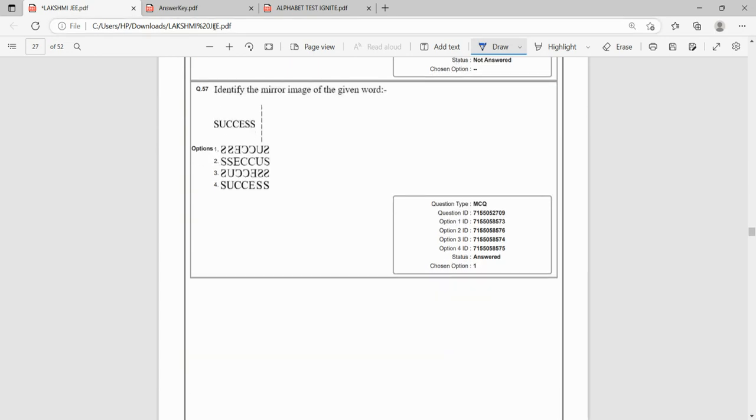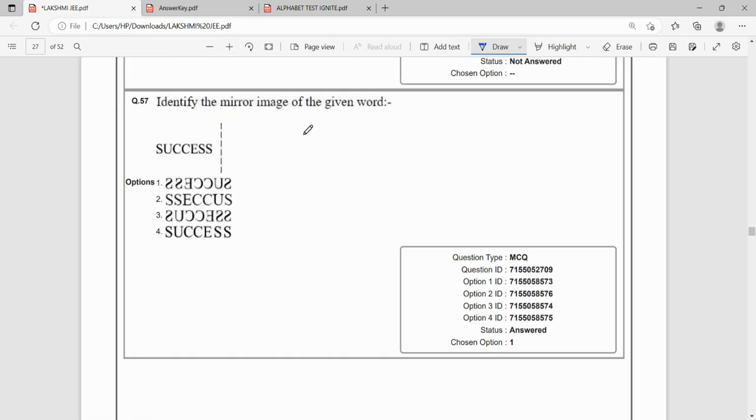Now let's see. Identify the mirror image of the object of the given word. Okay, so S, mirror image. Okay, double S, double S, E C C U S. So option 1, that is a better one.